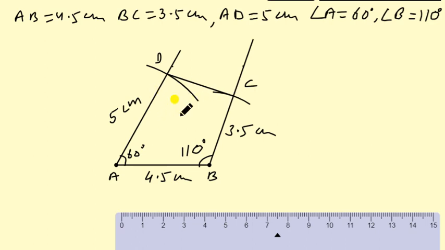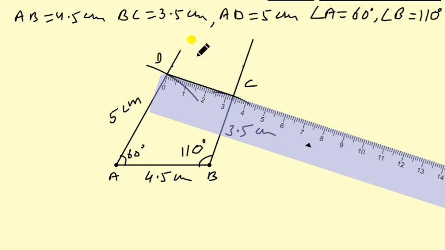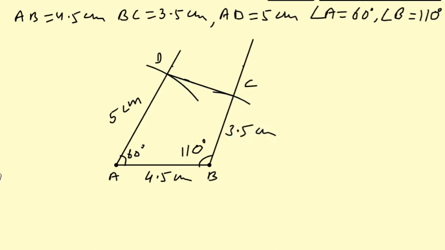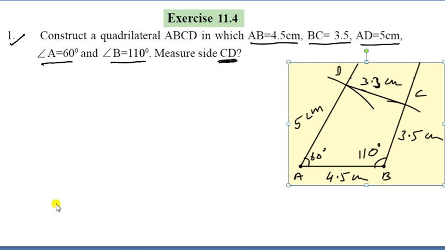Now the question is, which distance do you measure? Measure the distance CD, that is 3.3 centimeters. So you have to write here 3.3 centimeters, after removing this scale. So here it is 3.3 centimeters. Now let us start the steps of construction.